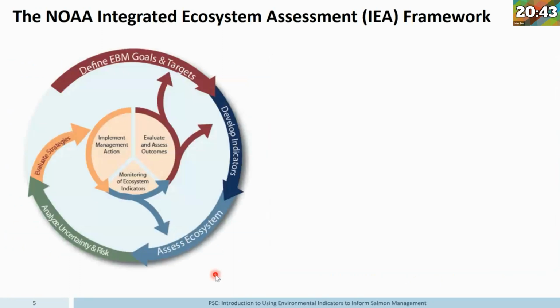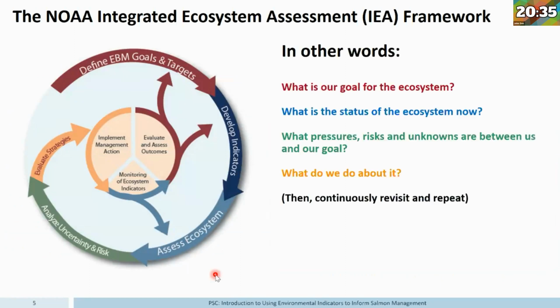The IEA framework looks like this. You probably see lots of framework diagrams in presentations and papers anymore. So I distilled it into this, and this is the rubric that we try to follow in our work, which is to just, with our partners, ask what our goal is for an ecosystem, what the status of an ecosystem is now, what pressures, risks, and unknowns are between us and our goals for the ecosystem, and then what do we do about it with management. And then we constantly are revisiting and updating and repeating this process.